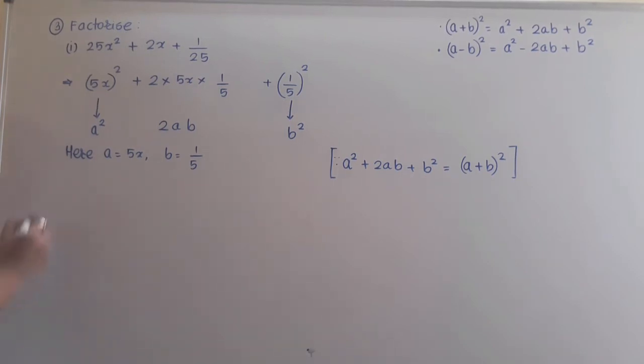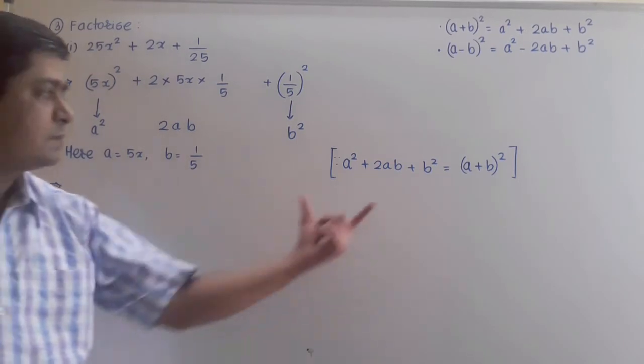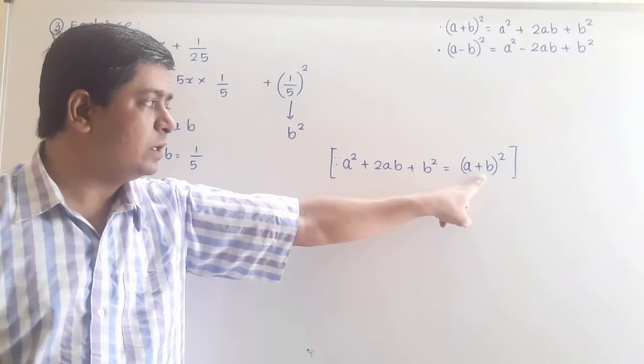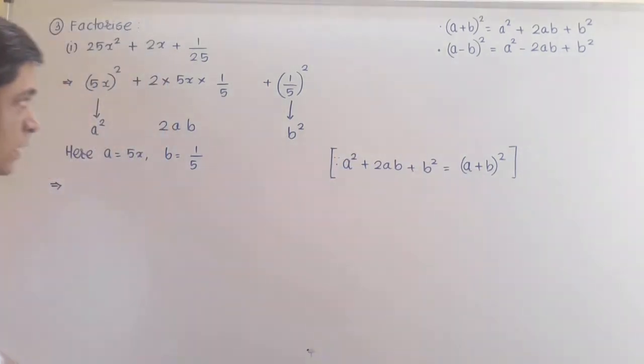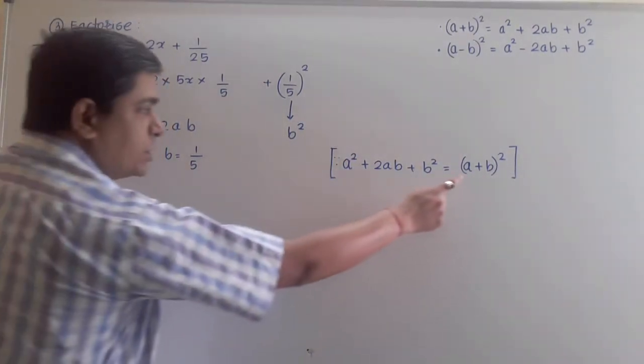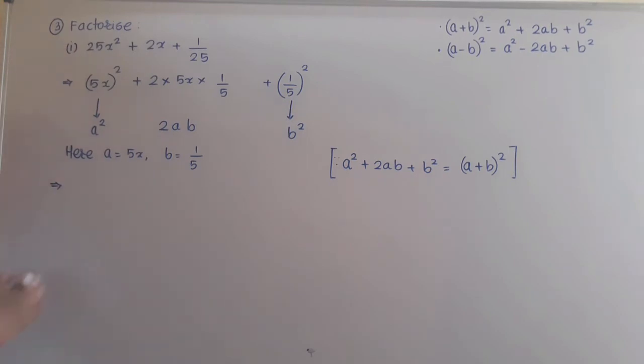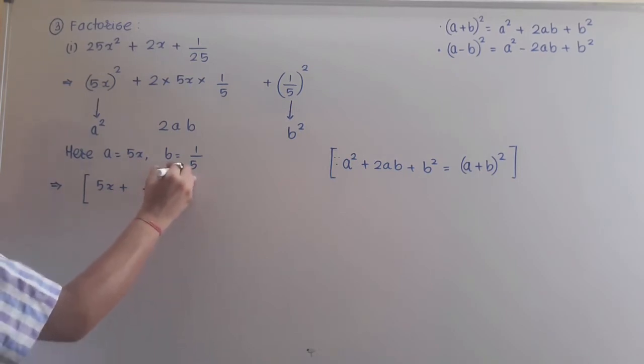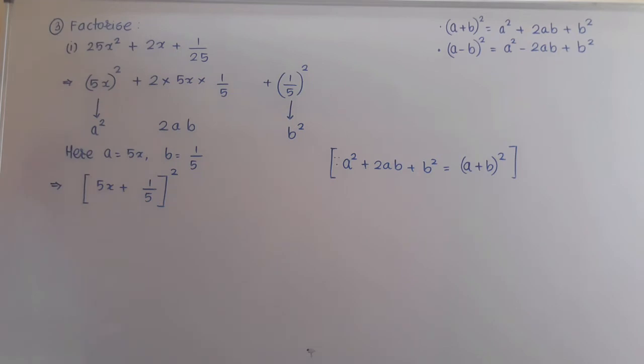Okay, so what will I get now here? Since my expression is coming in this form and this expression's value is equal to (a plus b) the whole square, I can convert my expression into this form, (a plus b). What is the value of a here? 5x, and the value of b is here 1 upon 5, and then whole power 2. I have written this expression in the form (5x plus 1 upon 5) whole power 2.